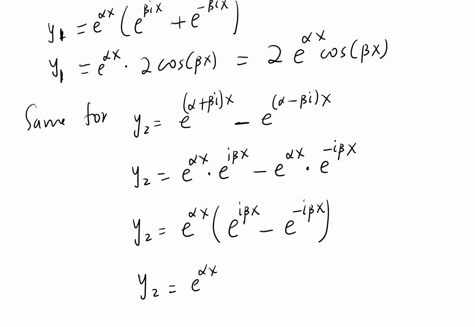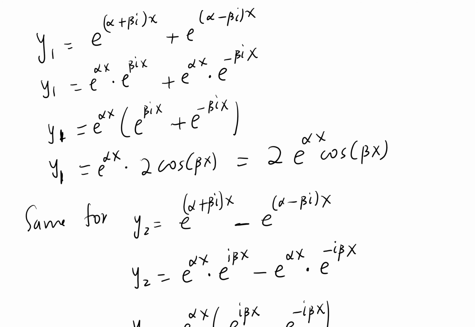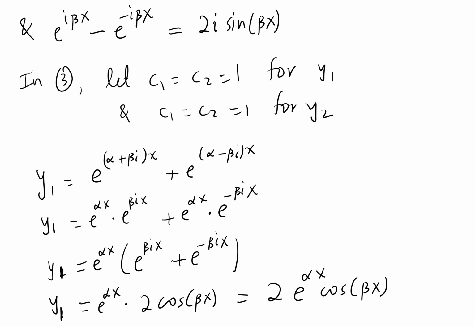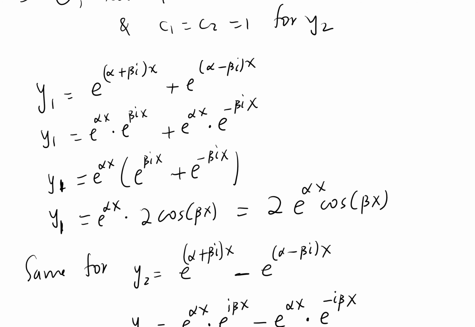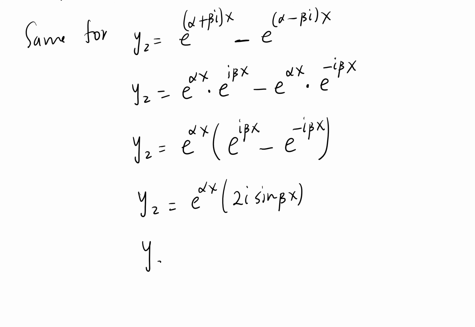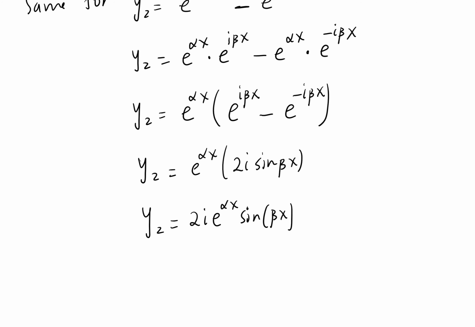What is this quantity, e to the i beta x minus e to the negative i beta x? Look at the top of this screen, we proved it's 2i sine beta x. Take the 2i out: e to the alpha x sine beta x. That's y2. So I found y1 and y2.